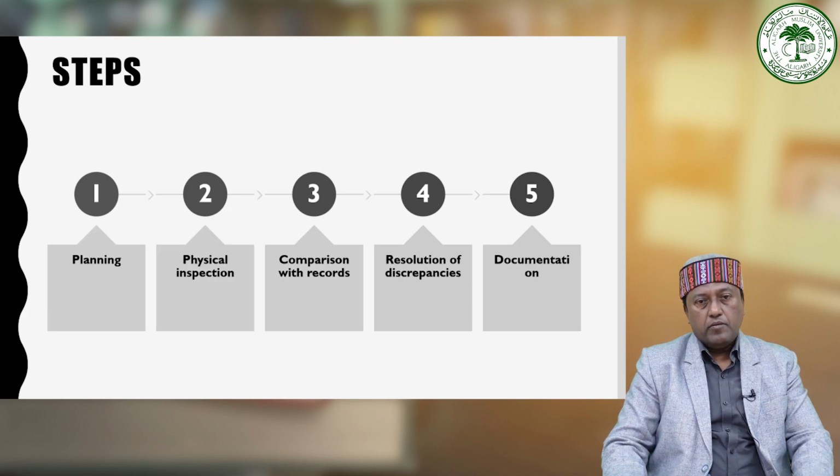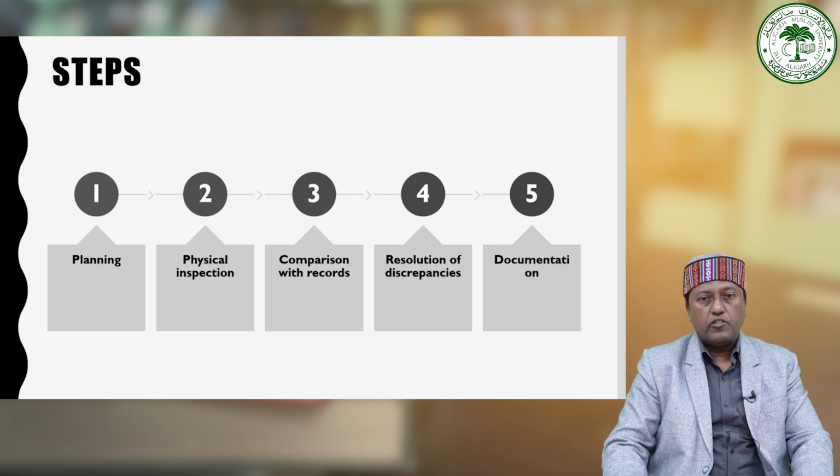Coming to the steps, how the libraries are taking up the stock verification process. The first step is planning. The library staff plan the stock verification process, including determining the scope of the verification, scheduling the verification activities, and assigning responsibilities to the staff members.